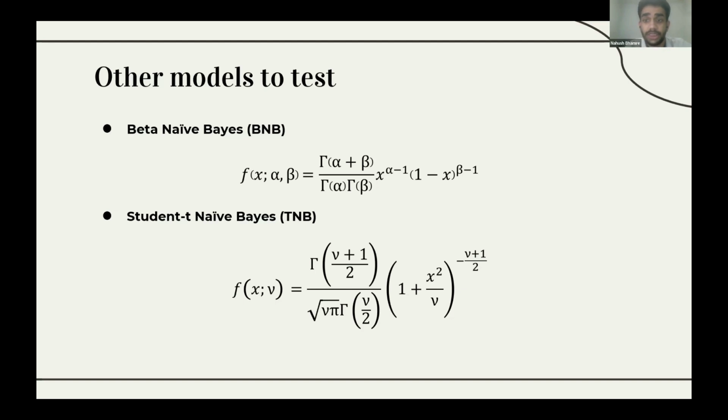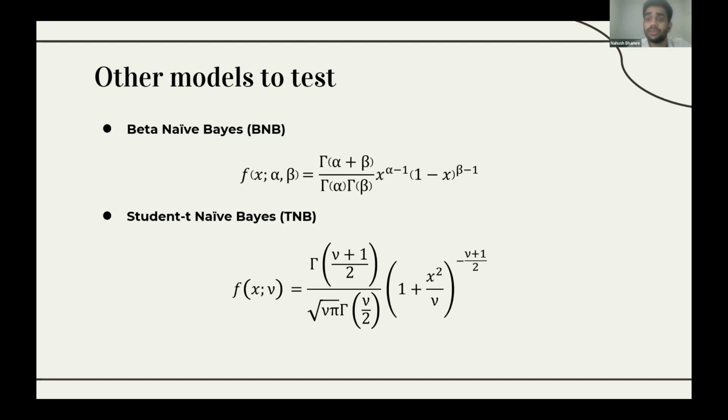The beta distribution is particularly useful for capturing skewed data distributions. It is defined on a bounded interval and controlled by two shape parameters, alpha and beta, which makes it highly flexible in modeling skewed or asymmetric data. It was therefore considered a suitable alternative to handle skewness, which Gaussian models cannot represent.